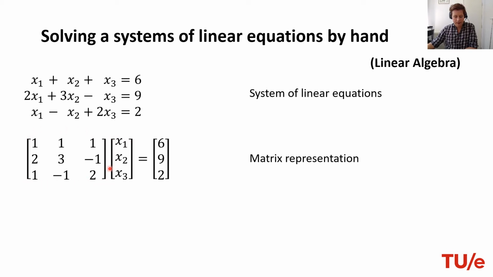We have the vector of unknowns, x1, x2, and x3, and the right-hand side, 6, 9, and 2 in this case, such that if we perform the matrix multiplication of this coefficient matrix with this unknown vector, we recover our original system of linear equations. So this is the matrix representation of our original system.